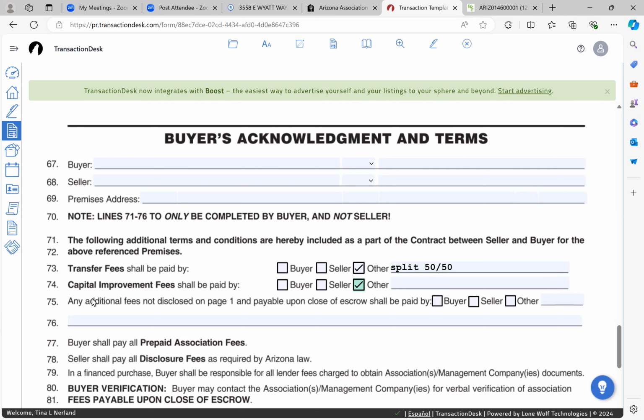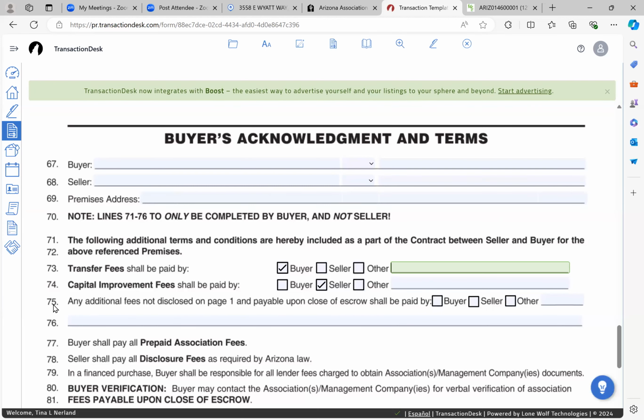Be specific. Who's going to pay for the capital improvement fee? Buyer or seller? If you put buyer, buyer pays for the whole thing. You put seller, the seller pays for the whole thing. If you choose other, 50-50, 75-25, whatever it might be. If it's 75% buyer, 25% seller, just be specific.